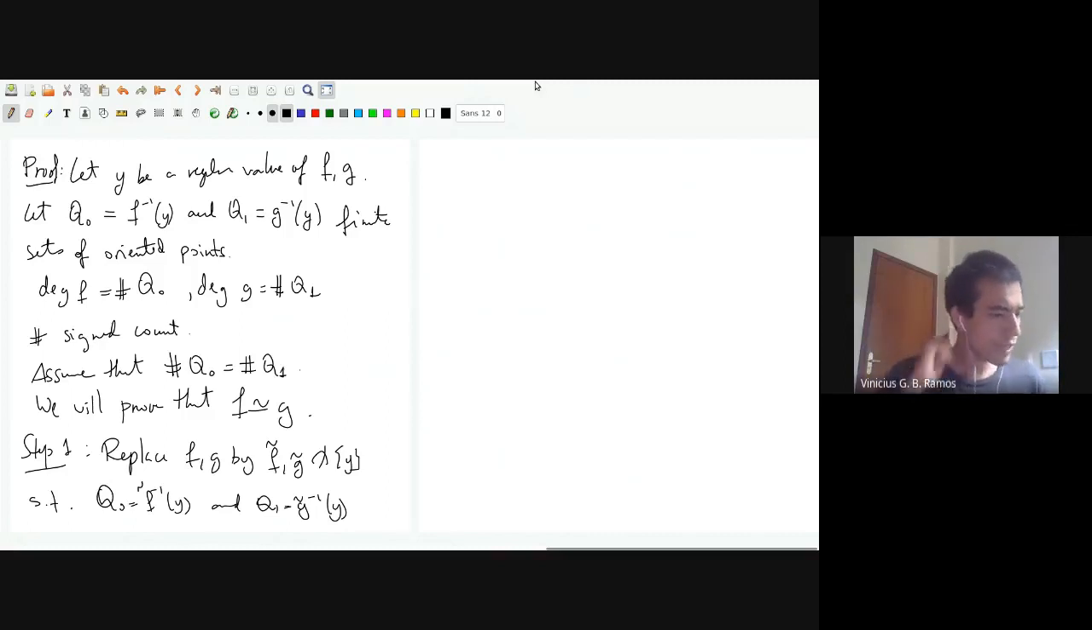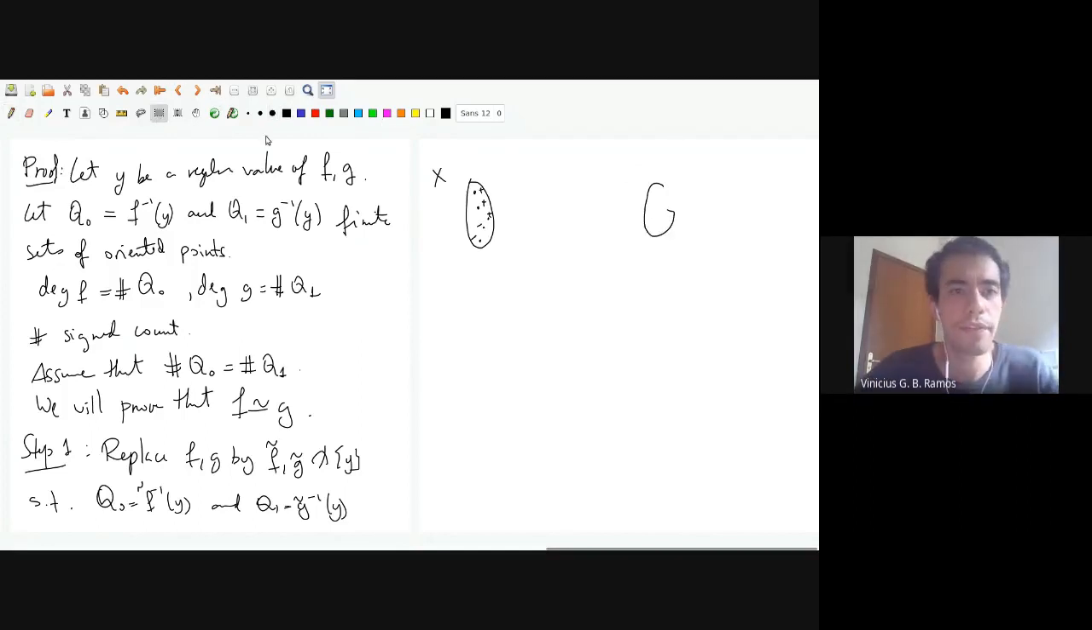Okay, so how do I do that? Well, I start by choosing. So let me draw a picture. So if this is your X, Q0 is basically a set of points. Some come with pluses and some come with minuses. That's what an oriented point is. Well, let me put one more here with a plus. And then I can think of another copy of X.